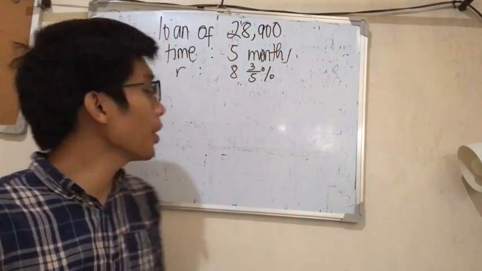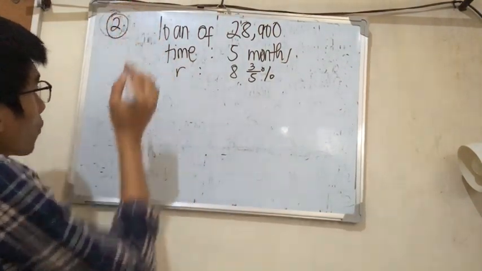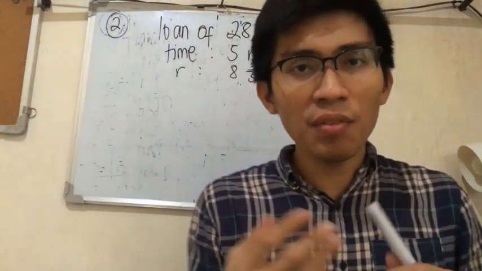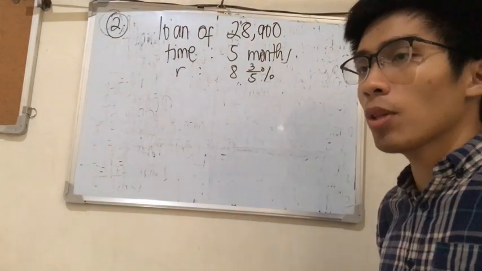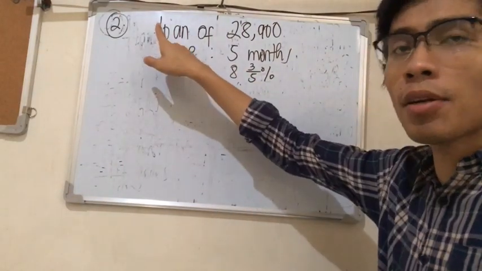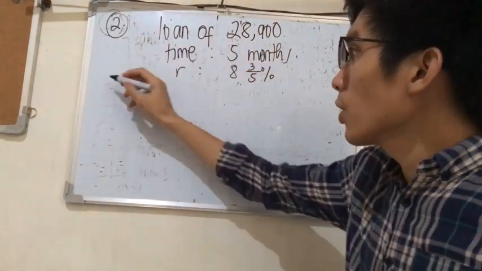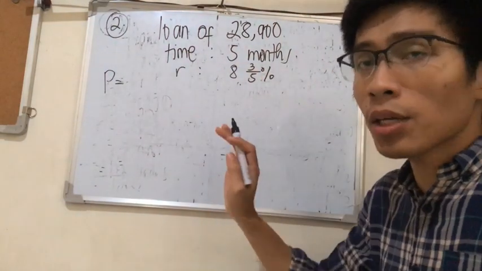Okay, example number 2, for a problem that involves time in months. Let's find the simple interest in this example. Considering that I have a loan of 28,900, automatically 28,900 is my P, or the principal amount.